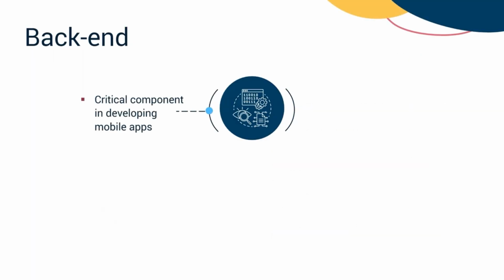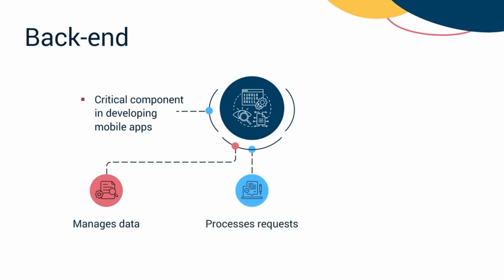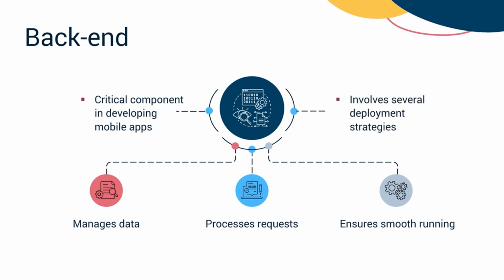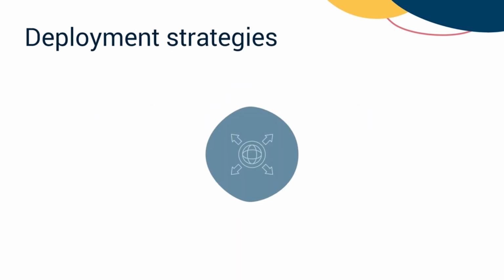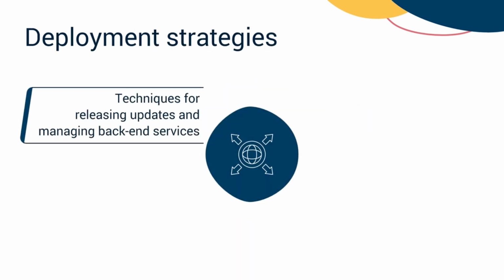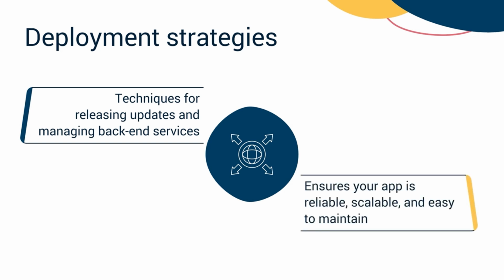One critical component when developing a mobile application is its backend. It manages data, processes requests, and ensures that everything runs smoothly. Deploying a backend for mobile applications involves several strategies, each with its own pros and cons. Deployment strategies are the techniques for releasing updates and managing backend services for mobile applications. You must choose the right strategy to ensure your app is reliable, scalable, and easy to maintain.